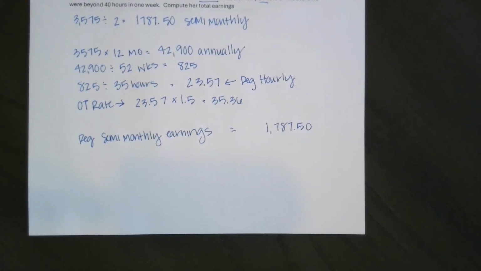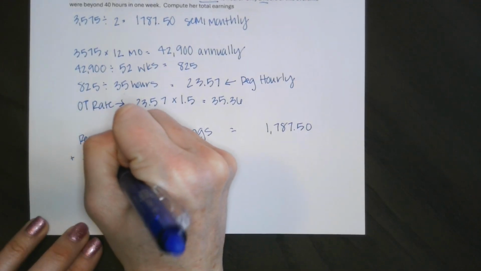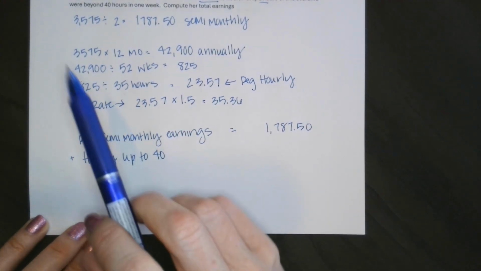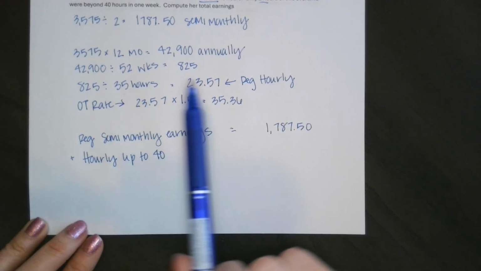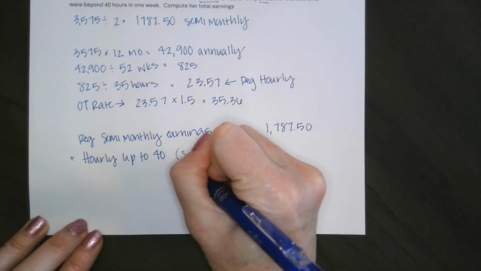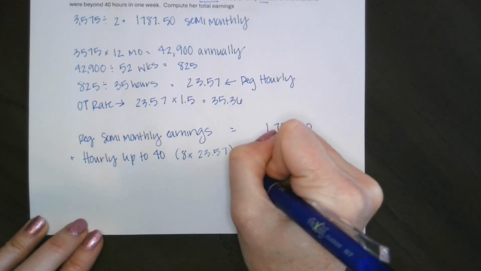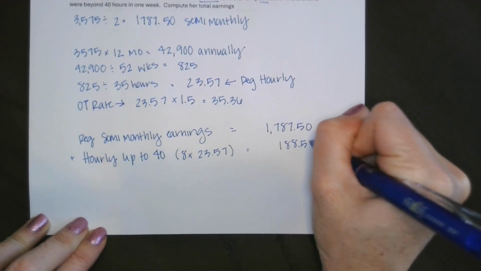To that, we're going to add her hourly up to 40 hours. So she worked, let's see, 10 overtime hours, but only 2 of these were beyond 40 hours in a week. That means that 8 of them are going to be at her regular hourly rate. It's going to be $188.56.